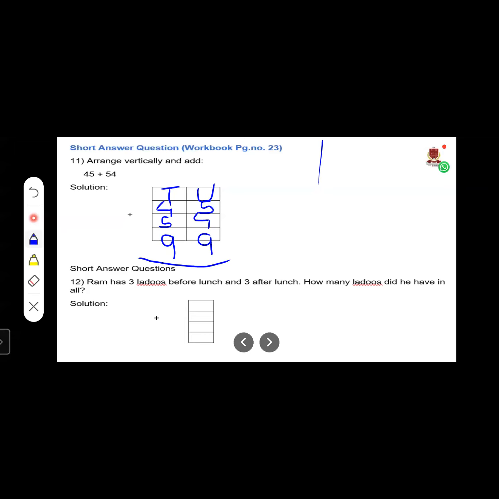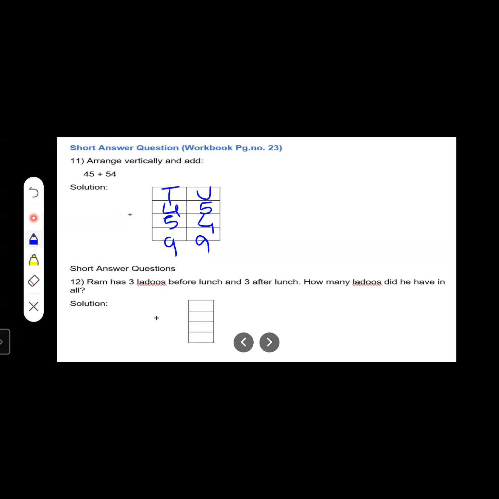Whether we do 5 plus 4 or 4 plus 5, the answer will be the same, 9. Okay. So what is the answer to 45 plus 54? 99 is the answer. Did you understand how to arrange the numbers in vertical order? I hope you have understood. We will practice some extra questions in this. If time permits, today or tomorrow we'll do it.